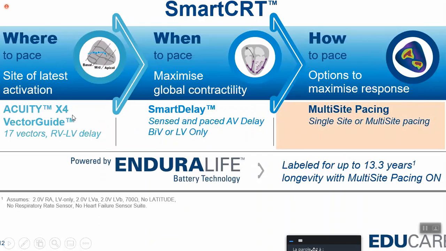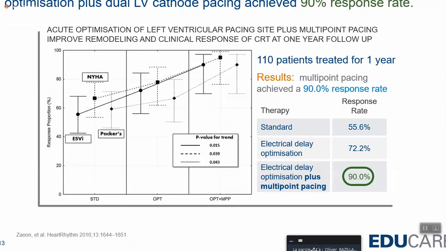So combined with vector guide and smart delay, if you want to reduce the number of non-responding patients, the latest feature we have in our device is multi-site pacing. Of course, today we don't have so many clinical data. It's too early. A lot of work is ongoing.